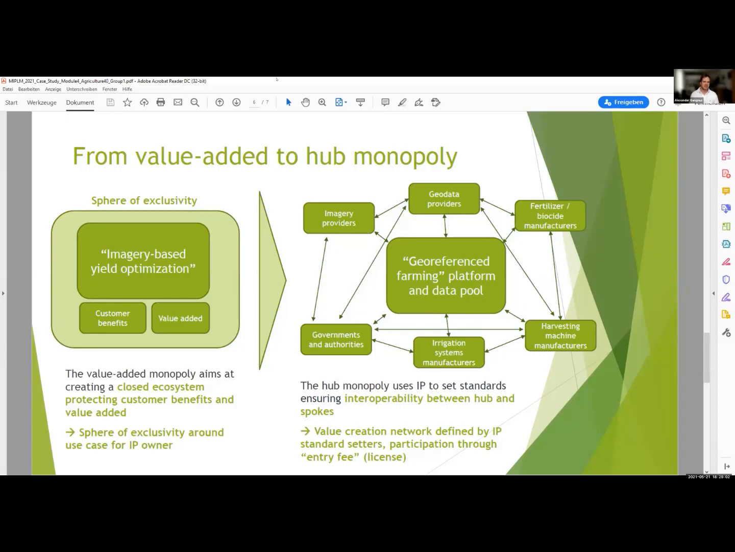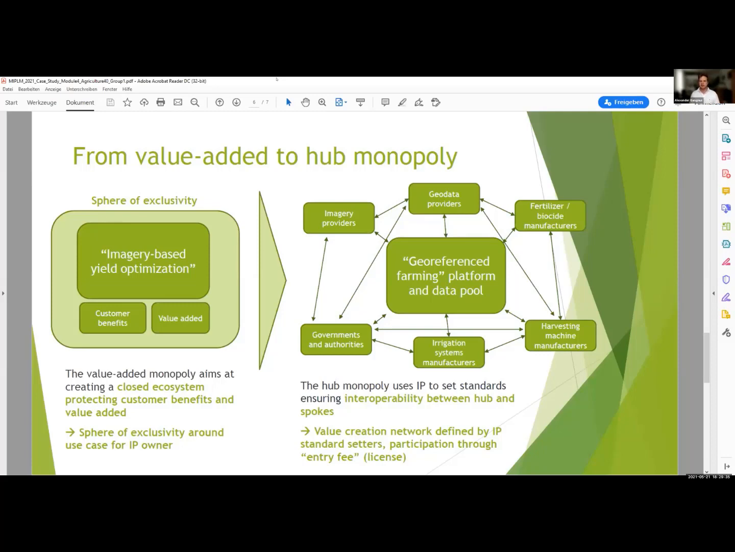You have the pretty standard base of the software platform, the farm management system, and you add the customer benefit of the satellite image to detect the ideal point of harvest. And around that, you can build your sphere of exclusivity. So that means that the value-added monopoly aims at creating a closed ecosystem that protects customer benefits and value-added, and you build a sphere of exclusivity around this use case for the IP owner who can then exploit it.